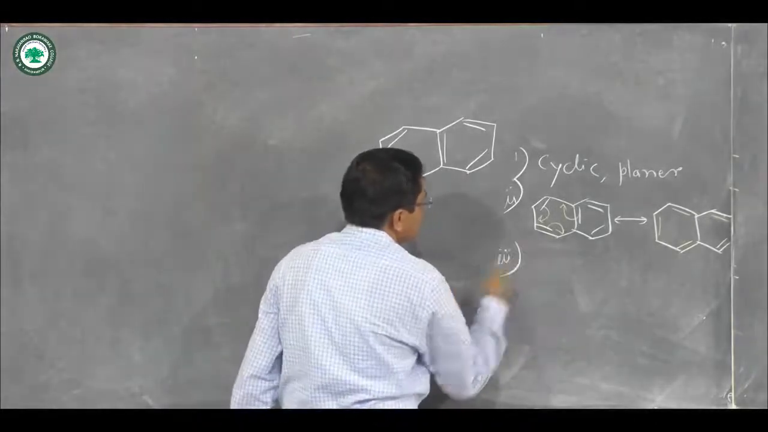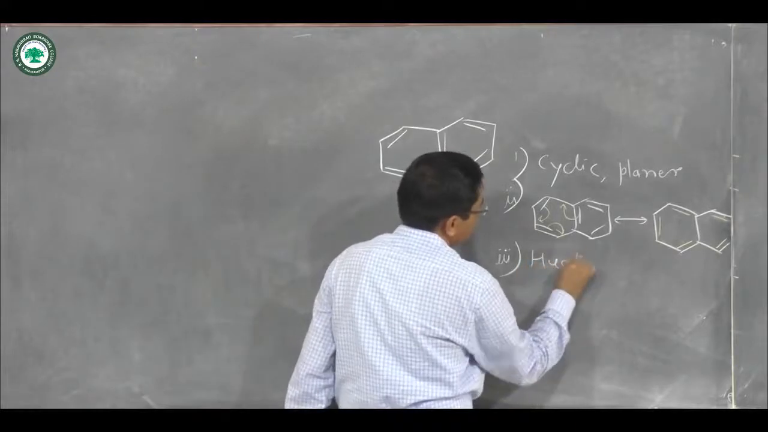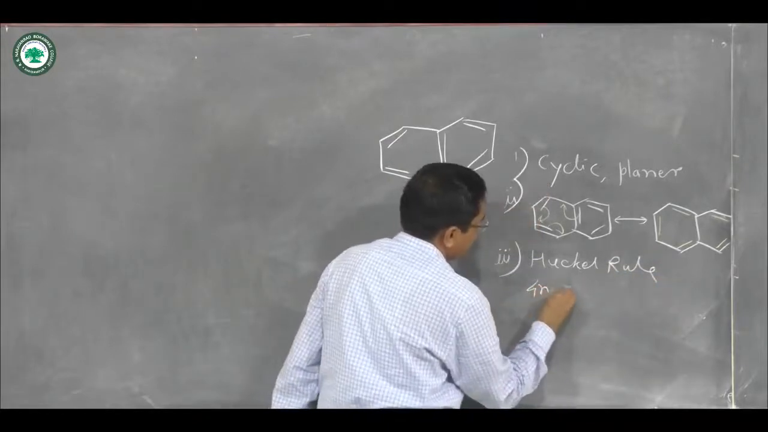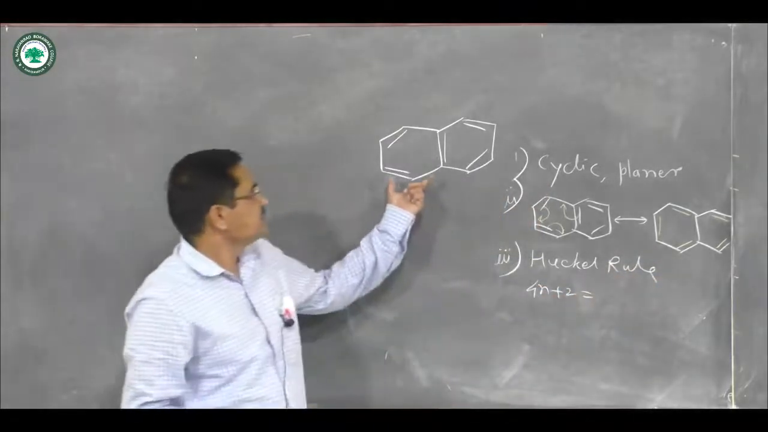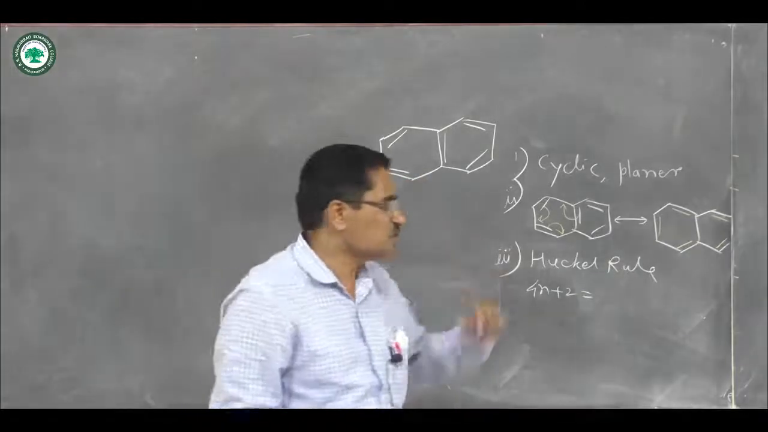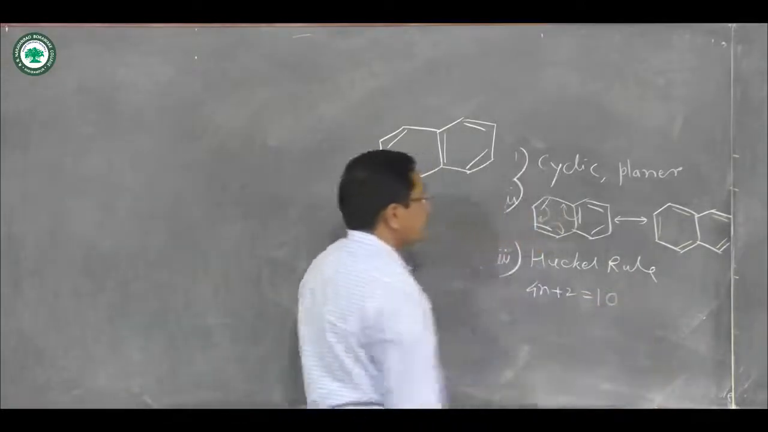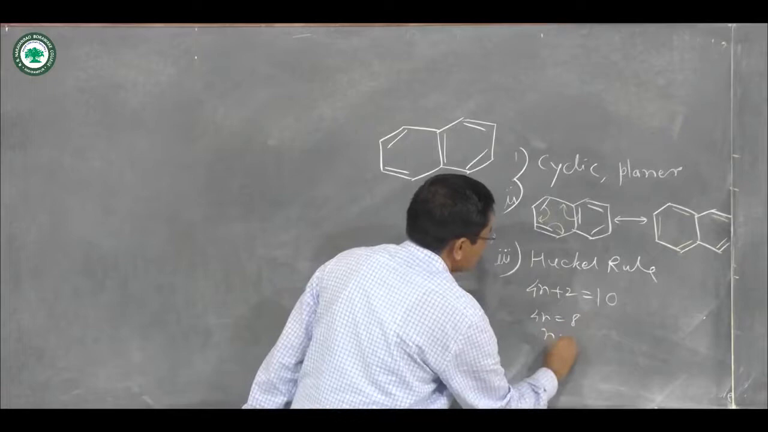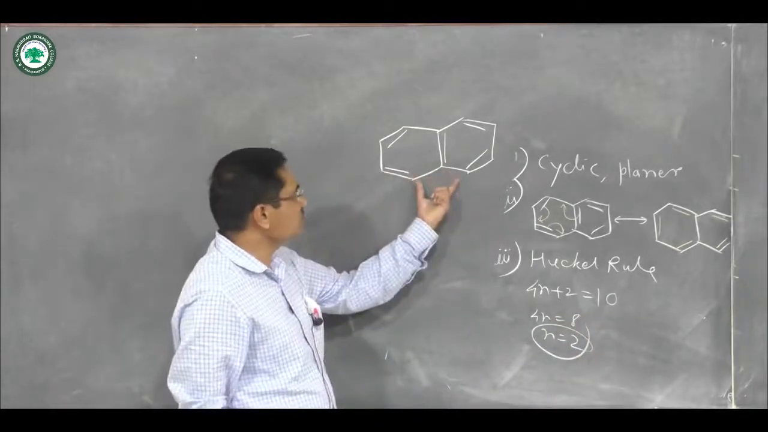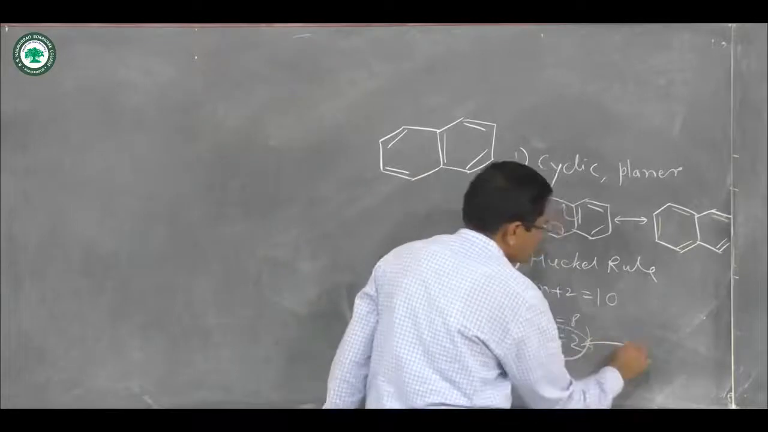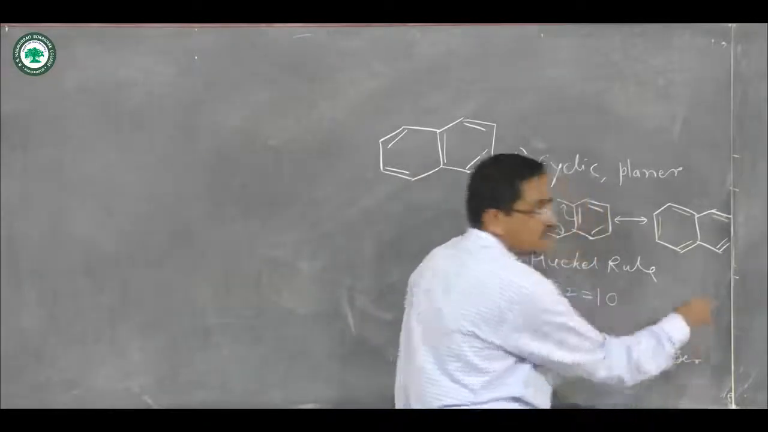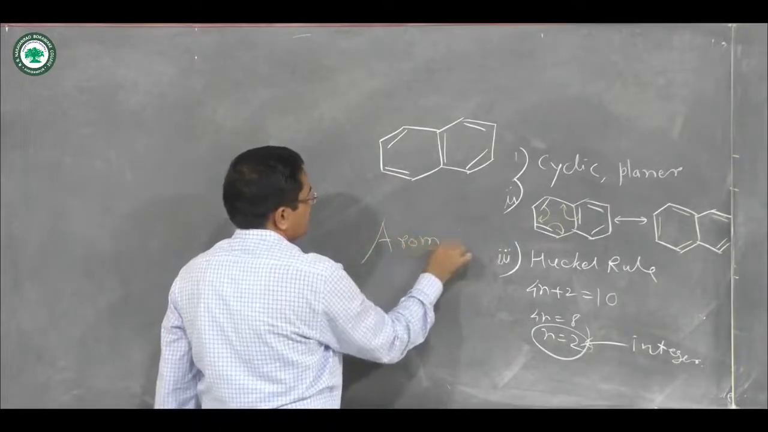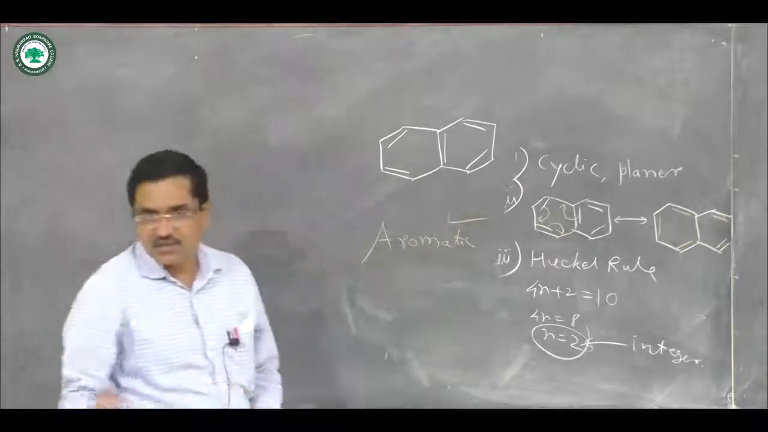And third one, it follows Huckel's rule. 4n plus 2 equals how many pi electrons? There are 5 pi bonds, so total 10 electrons. So 4n equals 8 and n equals 2, meaning this compound has 2 rings, and this number is an integer. This number is an integer, and hence this compound is aromatic.